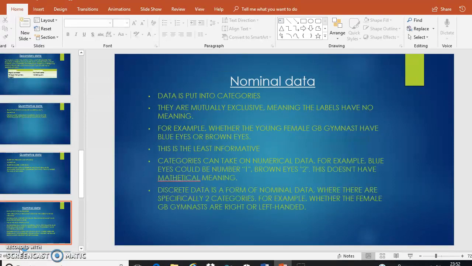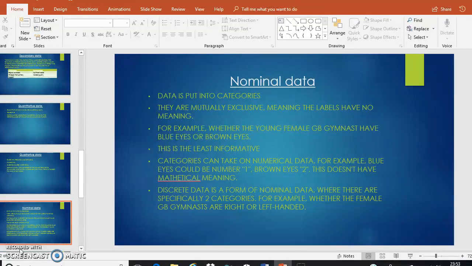So there are a number of classifications of data, and each of these have different levels of detail. So firstly, there's nominal data. This is when data is put into categories, and they are mutually exclusive, so the labels don't have any particular meaning. So this could literally be something as simple as whether young female Great British gymnasts have blue eyes or brown eyes. So this is very uninformative and not very detailed at all.